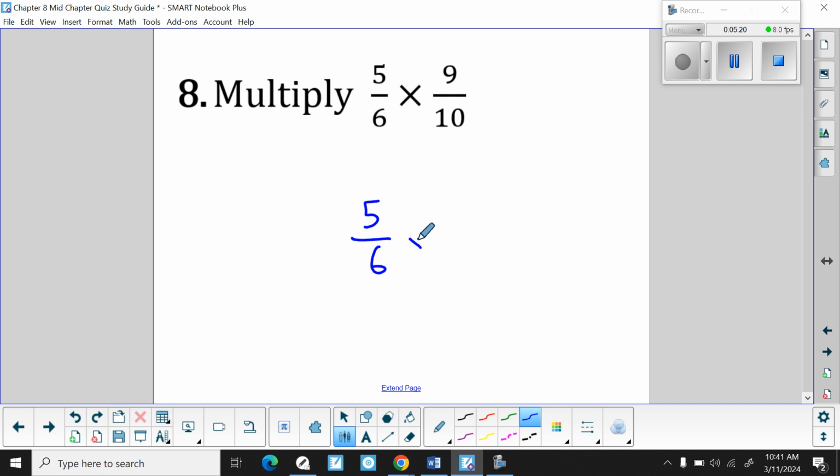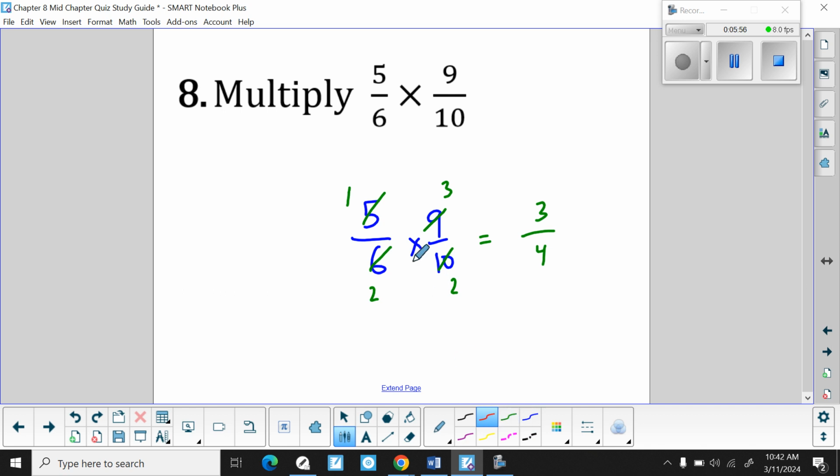5/6 times 9 over 10. Let's see, what is there to simplify? Actually, there's a couple of simplifications we can do. First of all, 5 goes into both 5 and 10. 5 goes into itself 1 time. 5 goes into 10 2 times. Also, 6 and 9. 3 goes into both. 3 goes into 6 2 times. 3 goes into 9 3 times. So I can now multiply with my fully simplified answers and get 3 over 4.